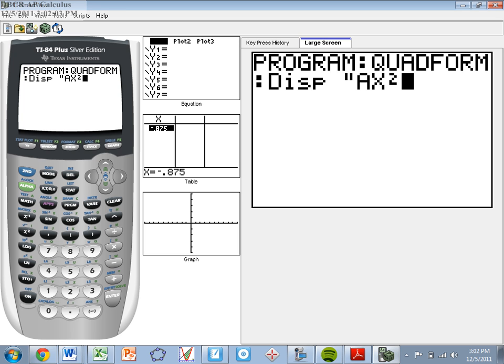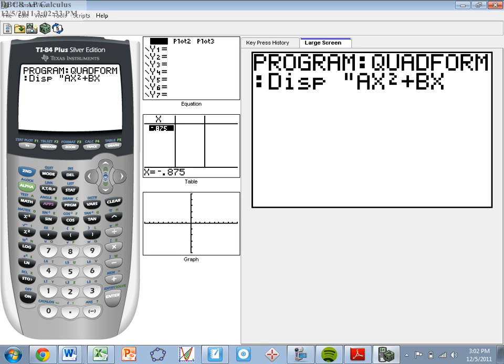Alright. Again, whenever you want to go back into a program, you're going to go under program and then go to edit, and you're going to edit the program. So we have ax squared. Next I want to have plus. What else do we have here? Plus bx. Well, how do I do bx? I have to turn alpha lock on, press B, and then press x.